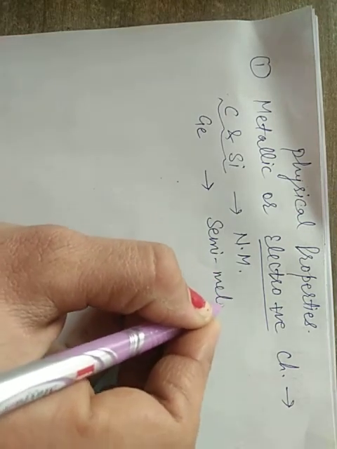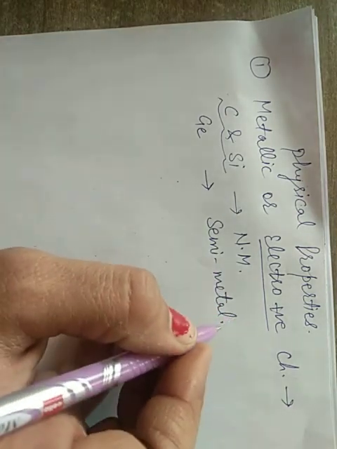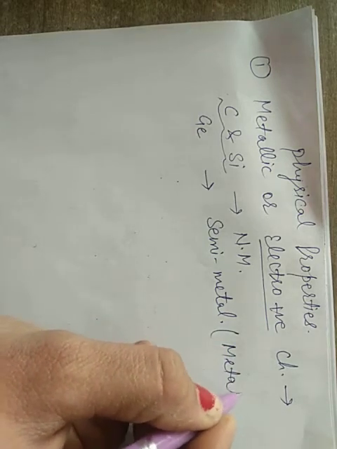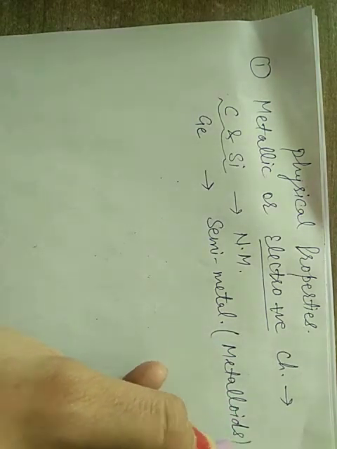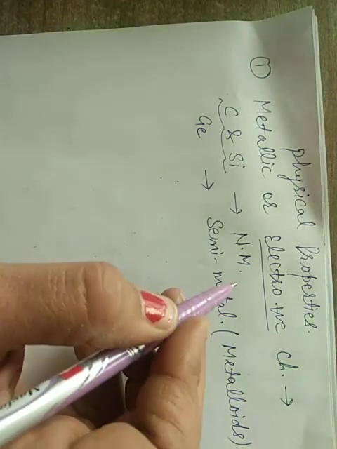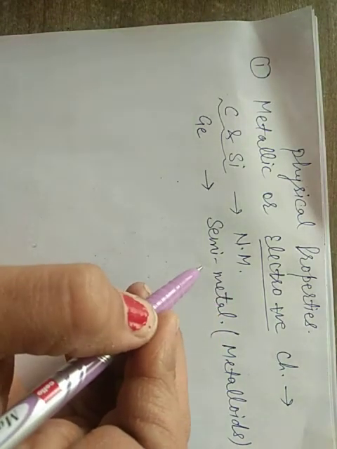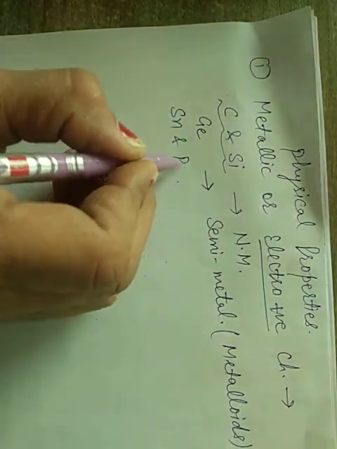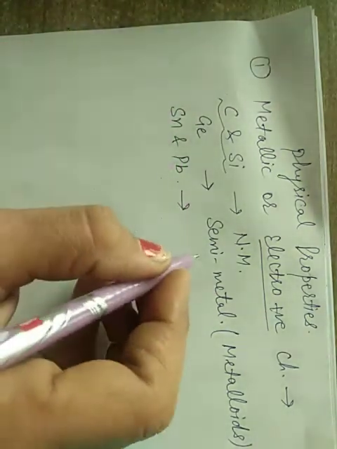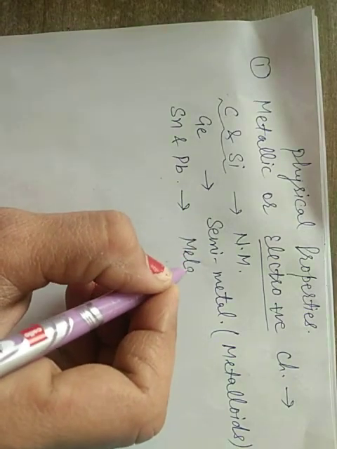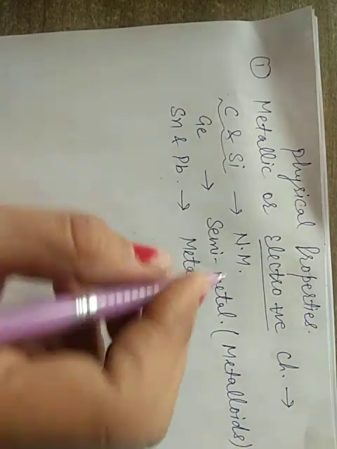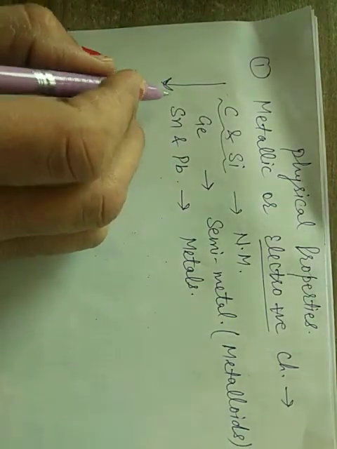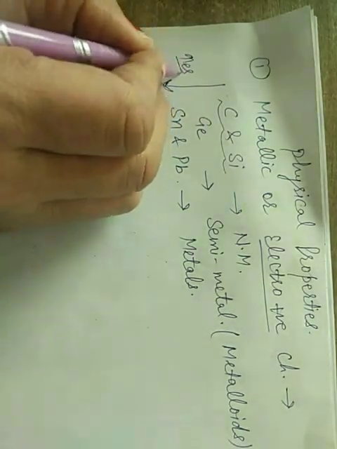Semi-metals are also called metalloids. Metalloids means they show both the properties of metals as well as non-metals. Tin and lead are generally metals. So as we move down the group, the electropositive character increases.